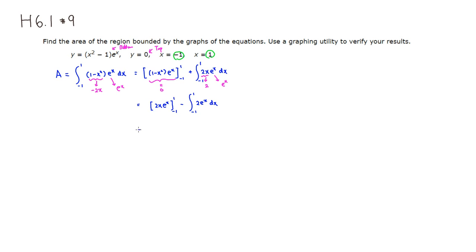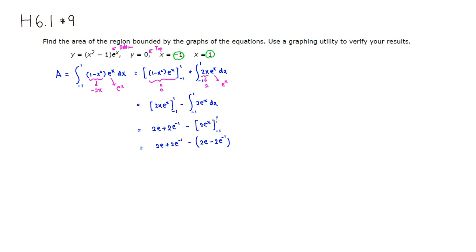So this is going to be equal to, plugging in 1 here, 2e, minus plugging in -1 here, so it's -2 e to the -1, minus the antiderivative of 2 e to the x, which is 2 e to the x, going from -1 to +1. So this is going to be 2e plus 2e to the -1 minus 2e, minus 2e to the -1. Sorry, -1 I meant.